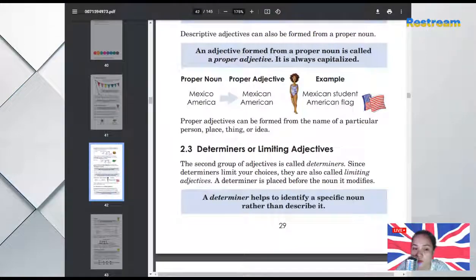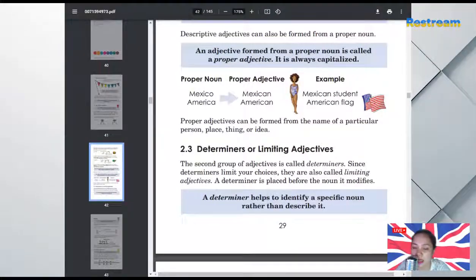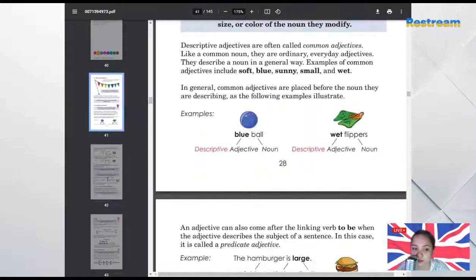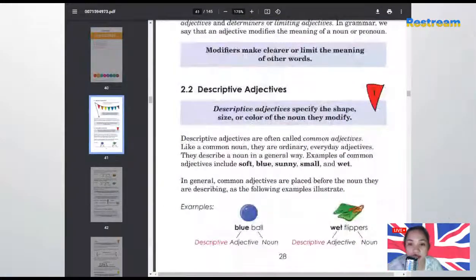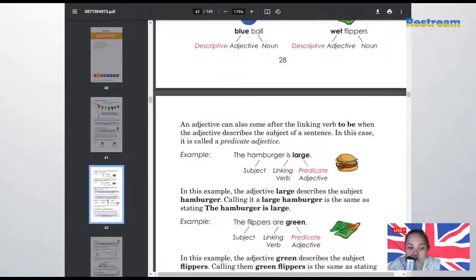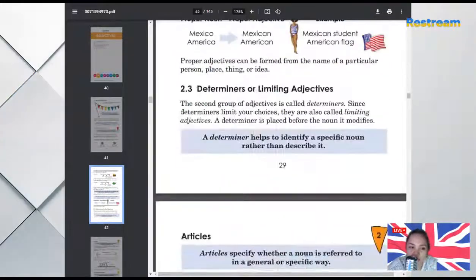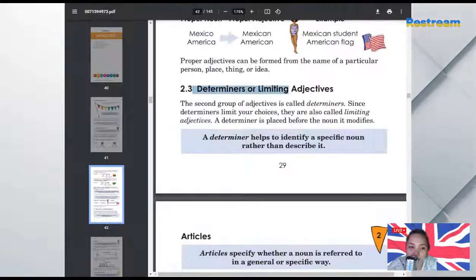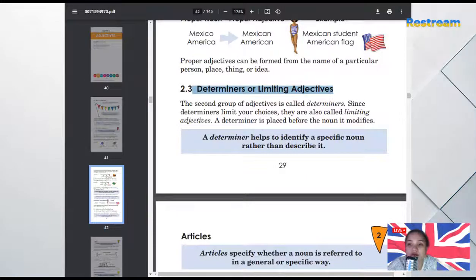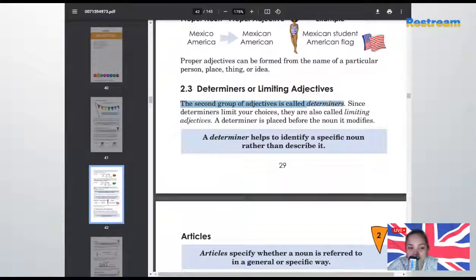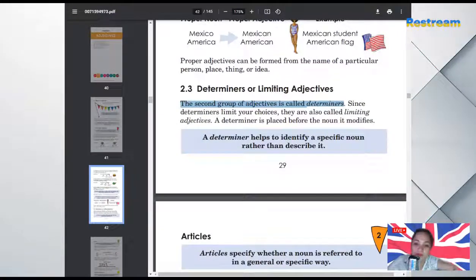So for the next one, we are done with the describing or descriptive adjectives. So now let's go to the second part of this. The second part is called the determiners or limiting adjectives. So how do we use this? The second group of adjectives is called determiners, or other adjectives as we call them in the sentence.